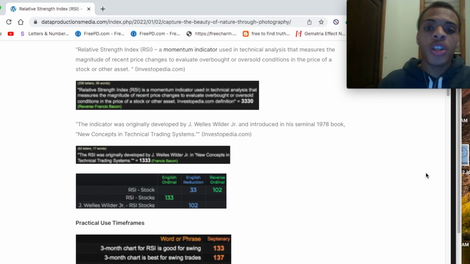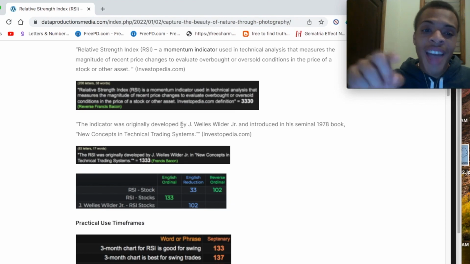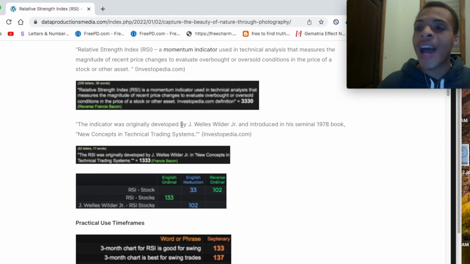So for the very first Gematria decode to kick it off, I have Relative Strength Index, RSI, is a momentum indicator used in technical analysis that measures the magnitude of recent price changes to evaluate overbought or oversold conditions in the price of a stock or other asset. So essentially, it's the same as that Investopedia article, but I also added Investopedia.com definition, and I got 3,330 in the reverse Francis Bacon. As you've known recently, I've been using the Francis Bacon ciphers more, so it does play a role. And also, if you understand the case-sensitive abilities within these ciphers, that's hard to do. So that's a decode I have to keep in here.